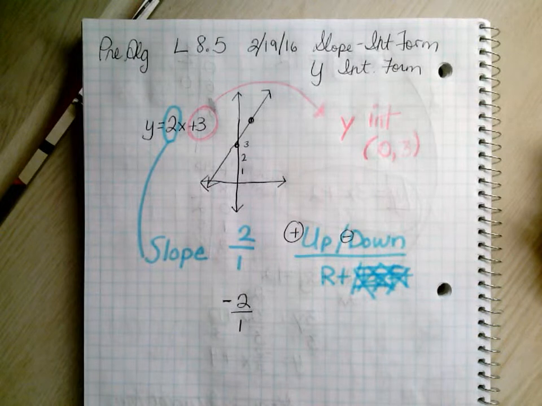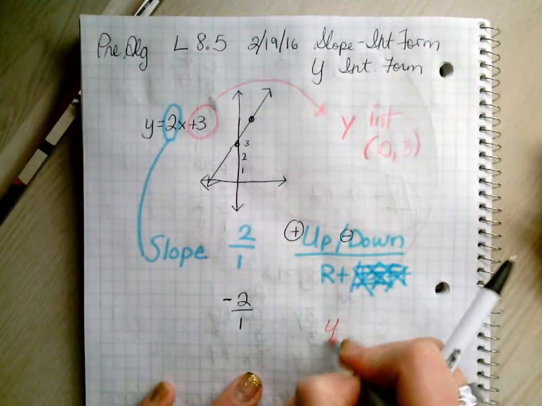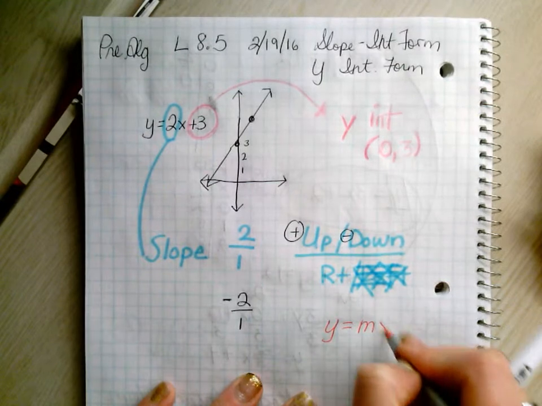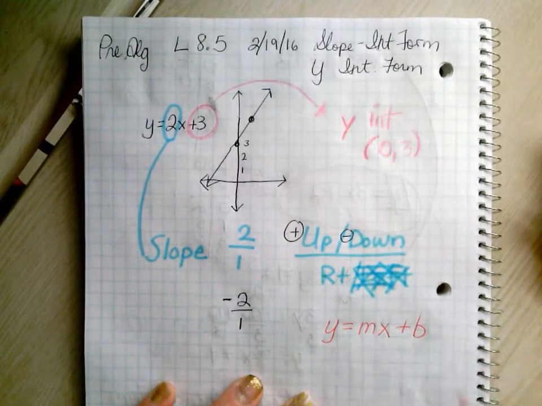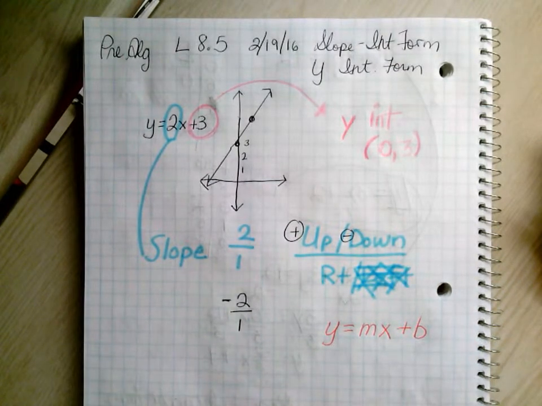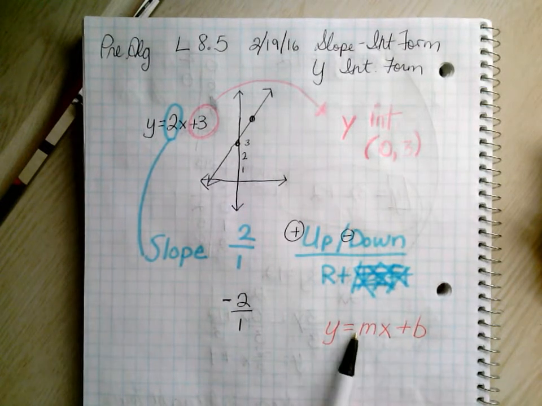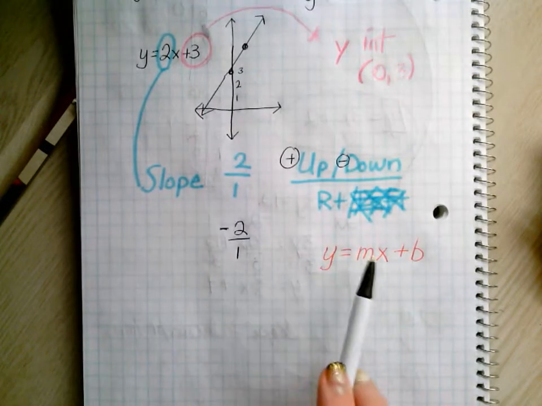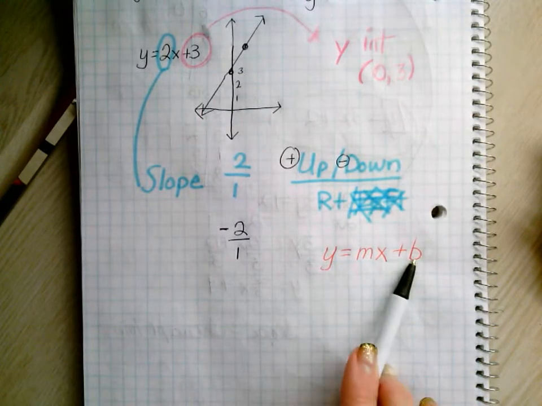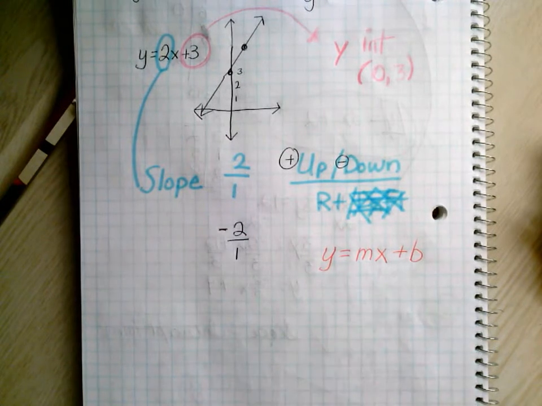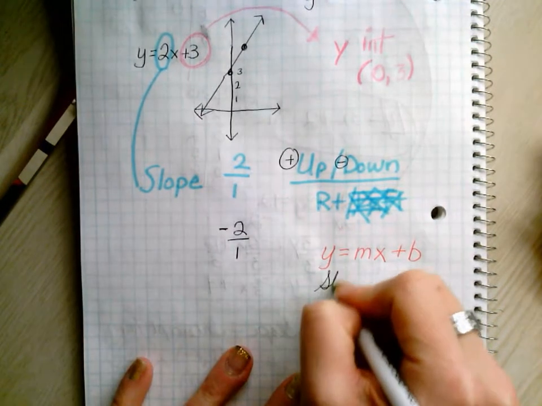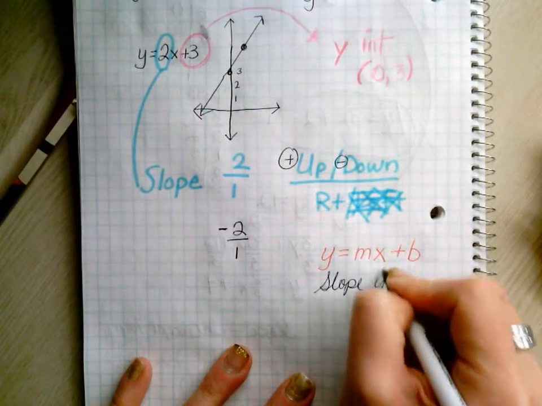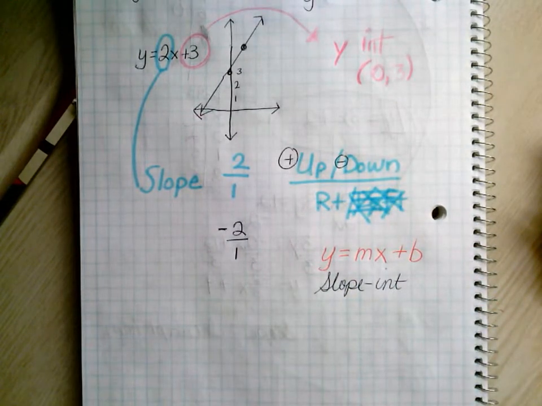Okay? So, slope-intercept form, written kind of in a generic way, is written like this. y equals the slope times x plus the y-intercept. And by the way, the y-intercept can be negative. The slope can be negative. So what they're saying here is y is equal to some kind of x and some kind of b. Okay? This formula is slope-intercept form. Okay?